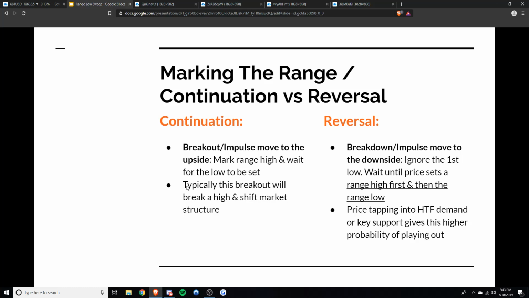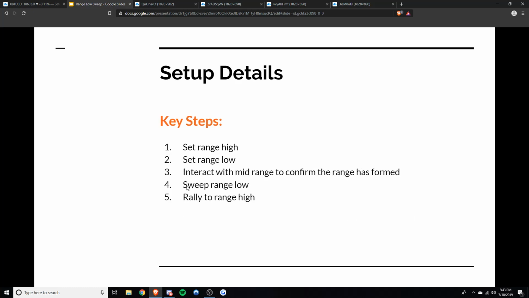If you're trading as a reversal, you will get a breakdown or impulse move to the downside. And this is kind of what I was talking about in the previous slide, but you're going to want to ignore the first low. So if you get a breakdown or impulse move to the downside for this reversal pattern, you want to wait for the range high to be set. So ignore the first low, wait for the range high to be set, and then mark the range low after that. Like I said, you want to have set the range high, then the range low.